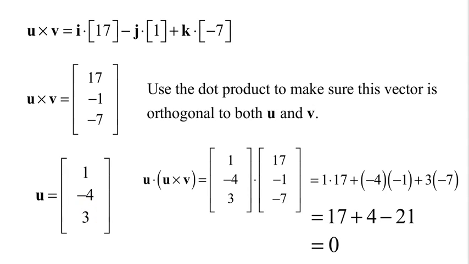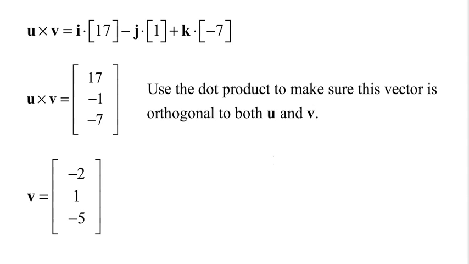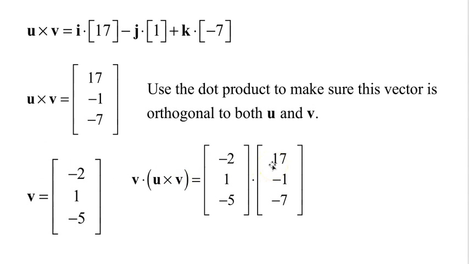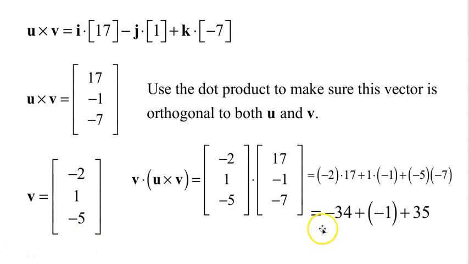We constructed u cross v to be orthogonal to both u and v, but I've at least checked that it's orthogonal with u. I have to do the same thing with v to make sure that I've done it correctly. So this time I'm going to take the dot product to see if u cross v is orthogonal to v. So v dot u cross v: negative 2 times 17 is negative 34. 1 times negative 1 is negative 1. Negative 5 times negative 7 is positive 35. Certainly negative 35 plus positive 35 is 0. And yes, indeed, v and u cross v are orthogonal since the dot product is 0. So we have been successful with that.